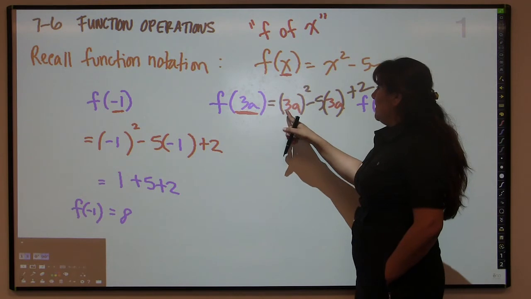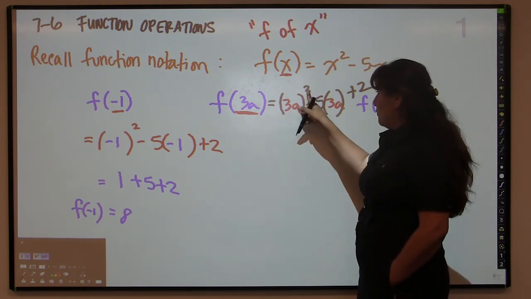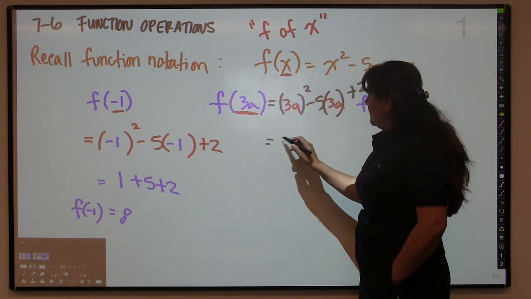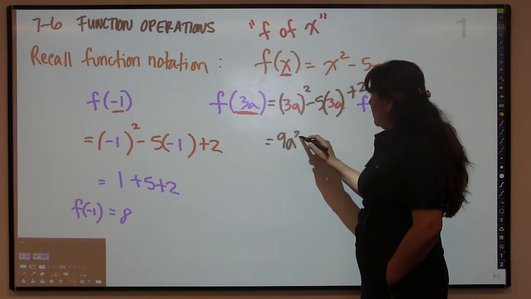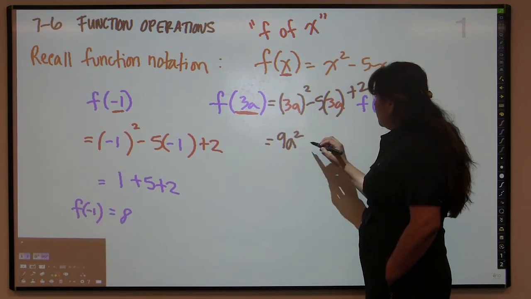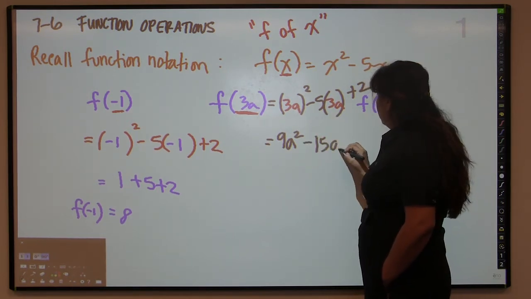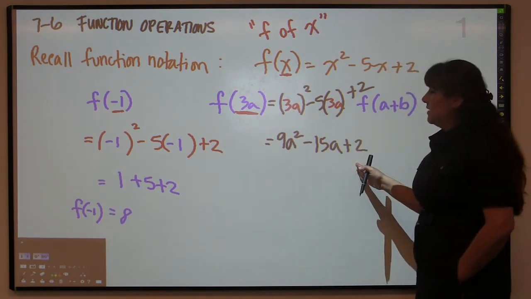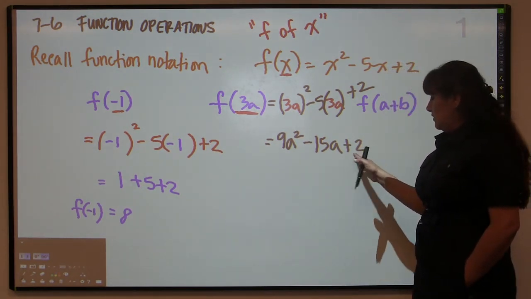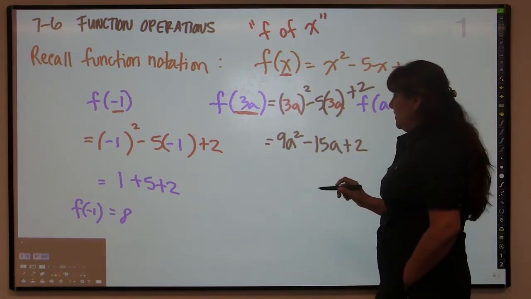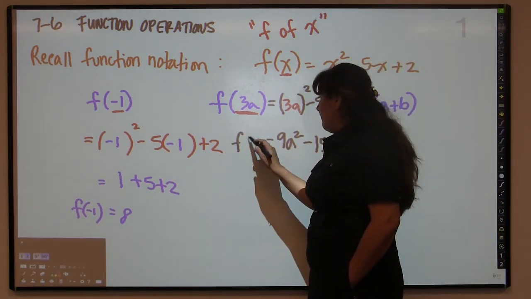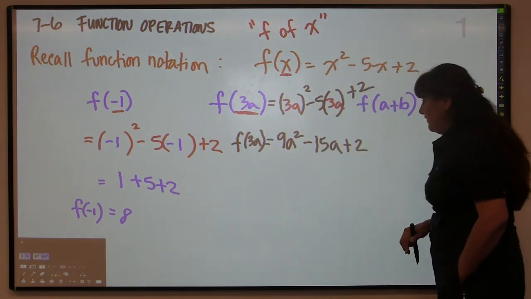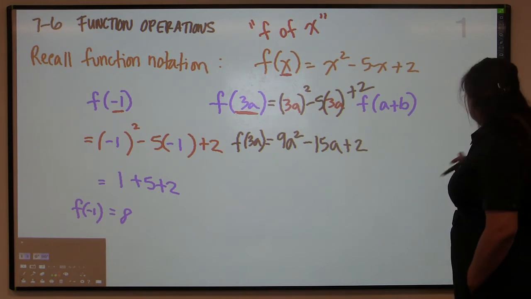Okay? And then I continue to simplify that. So for example here, because of the parentheses, that means that I'm going to square the 3 and square the a. We did that in the last section. So 3 squared is 9, and then a squared is a squared. And then -5 times 3a is -15a. And then we have our plus 2. And in this case, we can't combine any of the terms. So this is our final answer. But again, what we're saying here is that the value of the function when x is 3a is 9a squared minus 15a plus 2. And that would be my answer.